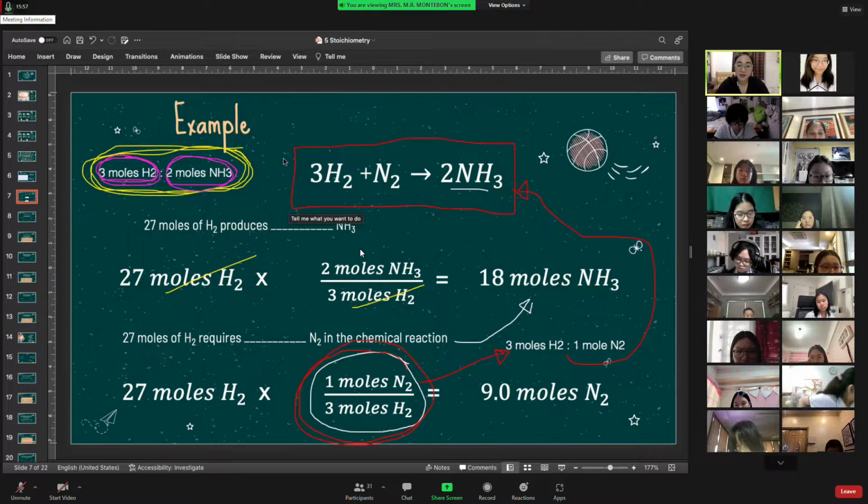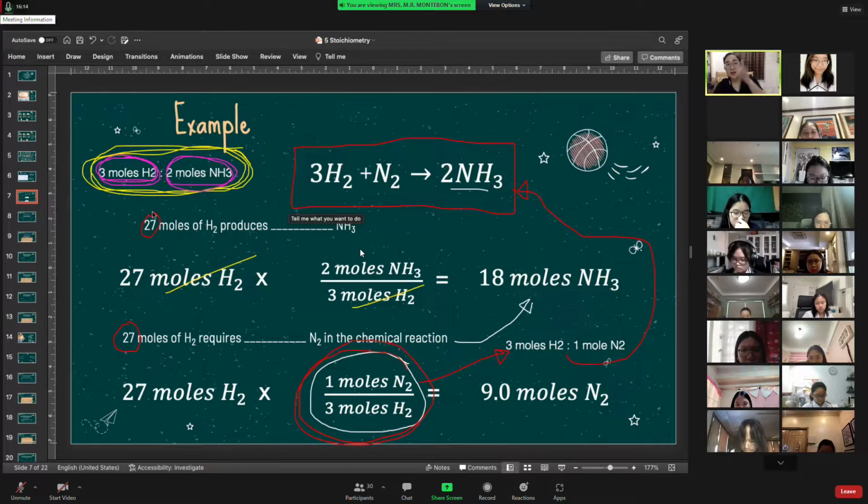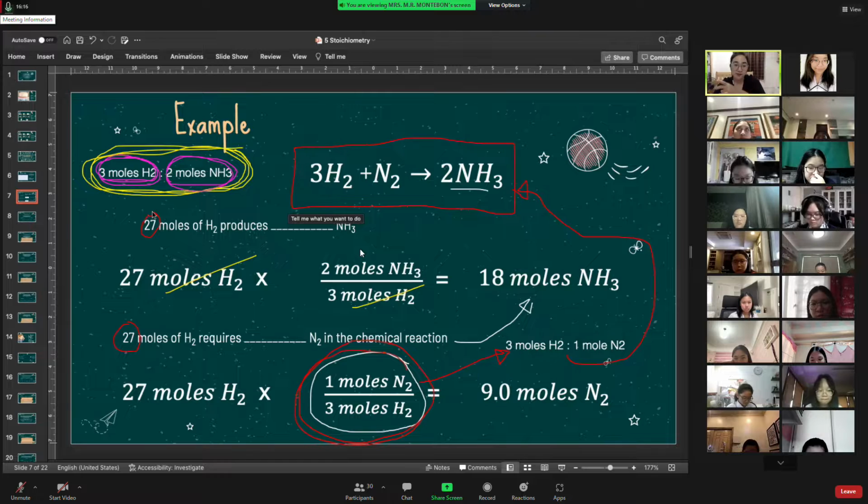So there's a question here. Teacher, does it have to be two significant figures? It depends on the given. Kasi diba 27, here 27 has two significant figures. So make sure that the final answer should have 2 SF as well. It depends on the given, anak.